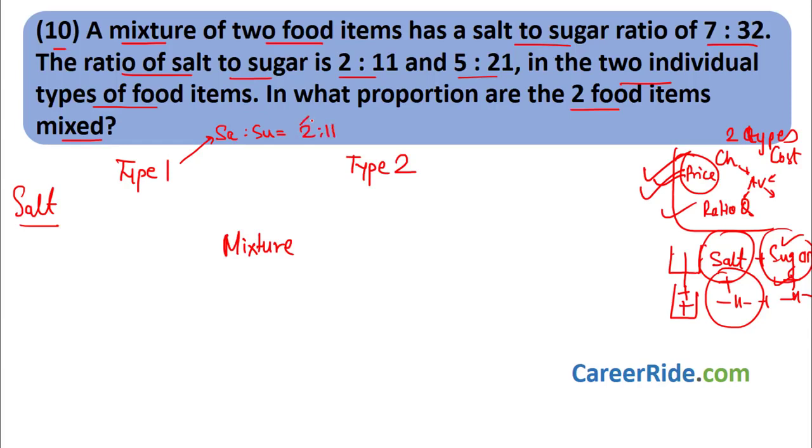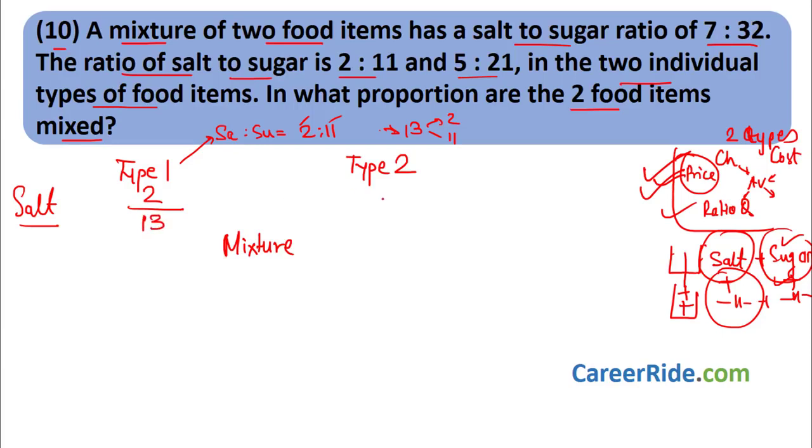That means 2 parts salt, 11 parts sugar. What does that mean? 2 plus 11, there are total 13 parts of type 1 food. In that, 2 parts are salt, 11 parts are sugar. That is, 2 parts are salt out of total 13 parts, right?